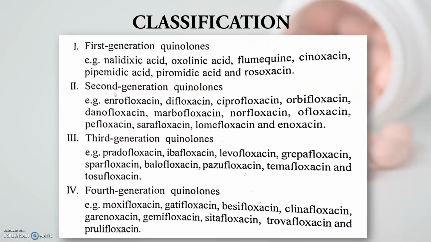So moving to the second generation quinolones, we'll be having enrofloxacin, ciprofloxacin, ofloxacin, norfloxacin, lomefloxacin, sarafloxacin, danofloxacin. They are the main drugs used in second generation fluoroquinolones. So moving to the third generation quinolones, the main drugs are levofloxacin, temafloxacin, and pradofloxacin.